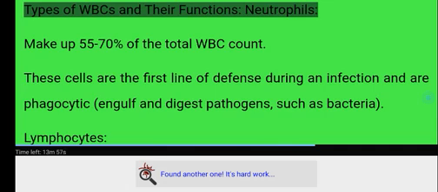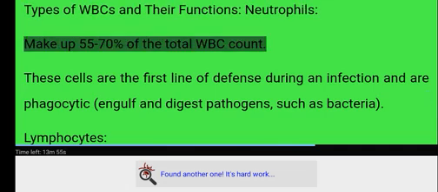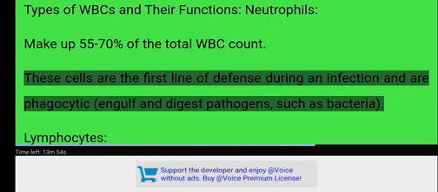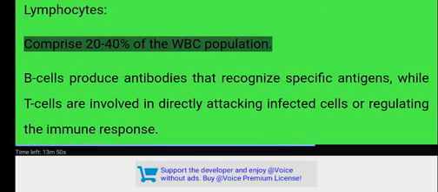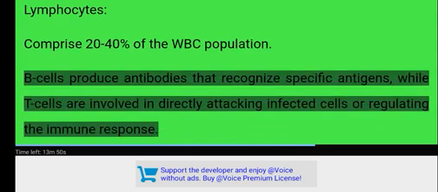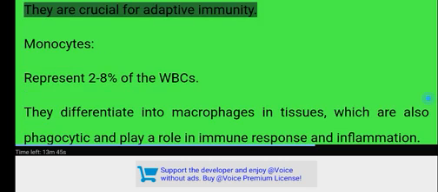Types of WBCs and their functions. Neutrophils make up 55-70% of the total WBC count. These cells are the first line of defense during an infection and are phagocytic, engulfing and digesting pathogens such as bacteria. Lymphocytes comprise 20-40% of the WBC population. These cells produce antibodies that recognize specific antigens, while T cells are involved in directly attacking infected cells or regulating the immune response. They are crucial for adaptive immunity.